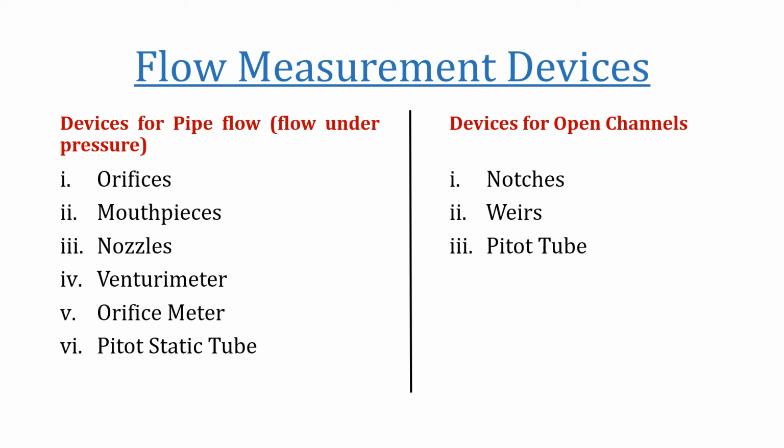For pipe flow, where the flow is under pressure, we have already discussed discharge measurement through venturi meter, orifice meter and pitot static tube. And in this lecture, we are going to discuss mainly the orifice, mouthpieces and nozzles. Then for discharge from an open channel, we have notches and weir. We are going to see them in a little while. And the pitot tube was already discussed in our previous slides.